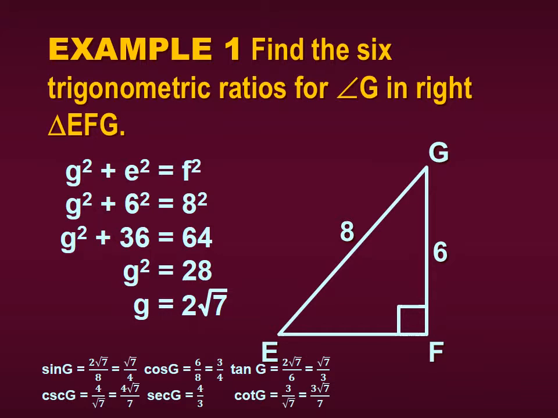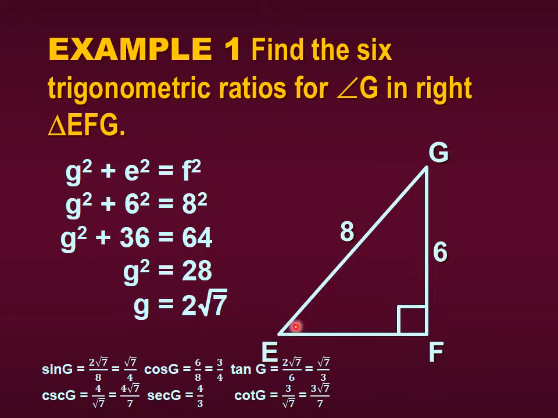So we know that side G squared plus side E squared is equal to side F squared, because F is our hypotenuse. So if we do the math, G squared plus 6 squared equals 8 squared. And then G squared plus 36 equals 64. We're going to subtract 36 from both sides. So G squared equals 28. Then we square root both sides. So the square root of 28 is the same as saying the square root of 4 times 7. And the square root of 4 is 2. So that means G is 2 square roots of 7.